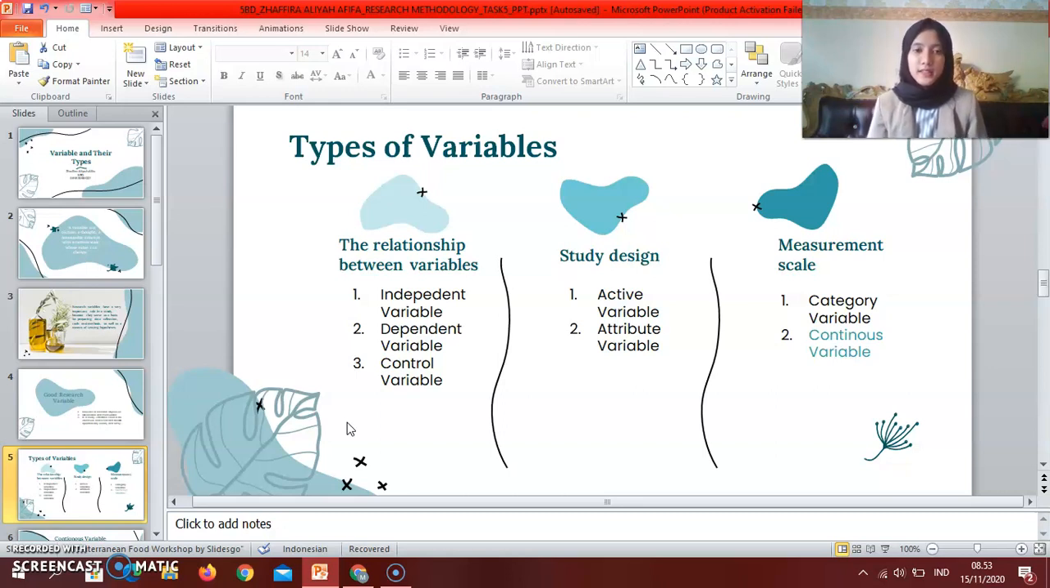And in study design, there are two variables. First is active variable and second is attribute variable. And based on measurement scale, there are two variables. First is category variables and second is continuous variables. So, in my presentation, I would like to explain more about continuous variables.